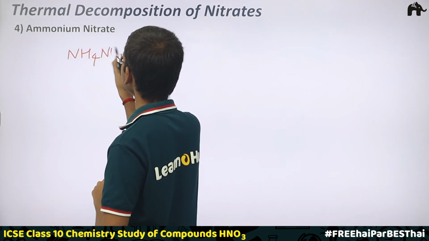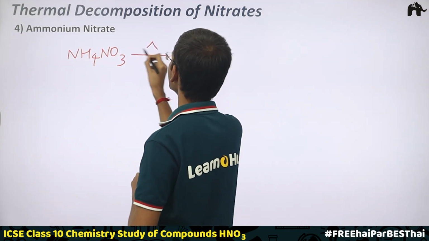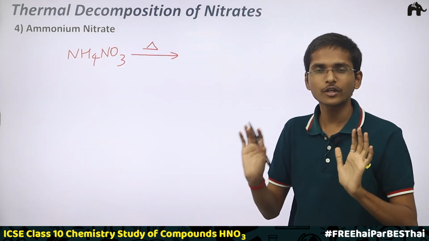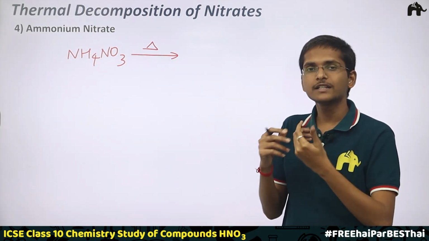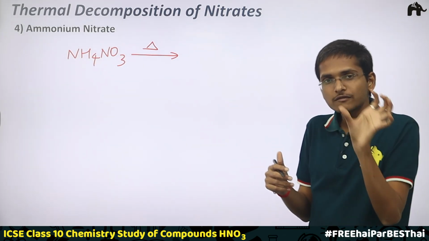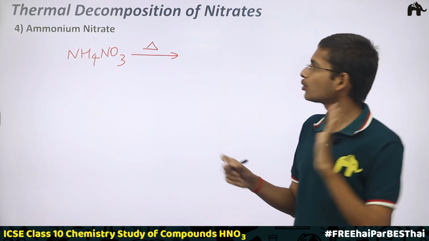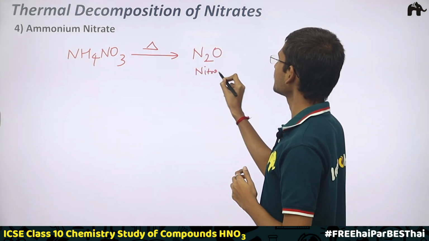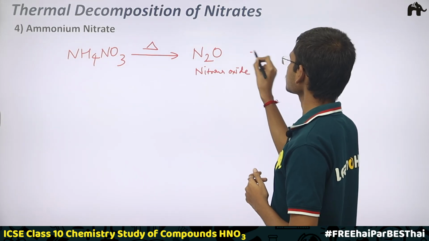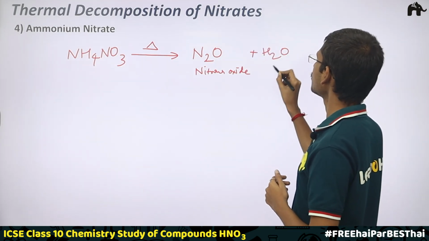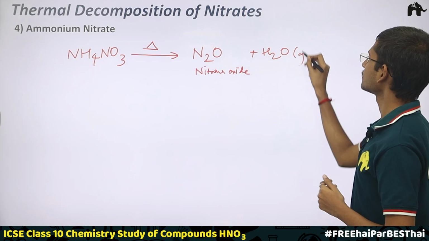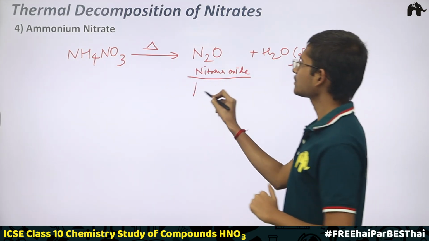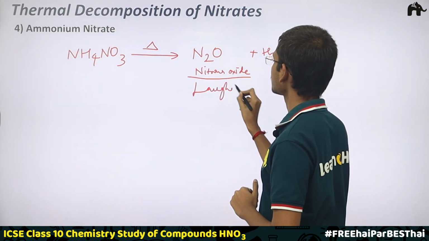So ammonium nitrate, NH4NO3, this is the formula. The explosive decomposition is such that it leaves no residue itself. You won't find any residue remaining, because whatever is forming is in the form of gas. So what you would get is N2O, nitrous oxide, and H2O, water vapor. So no residue left. And the interesting thing is, nitrous oxide is called laughing gas.